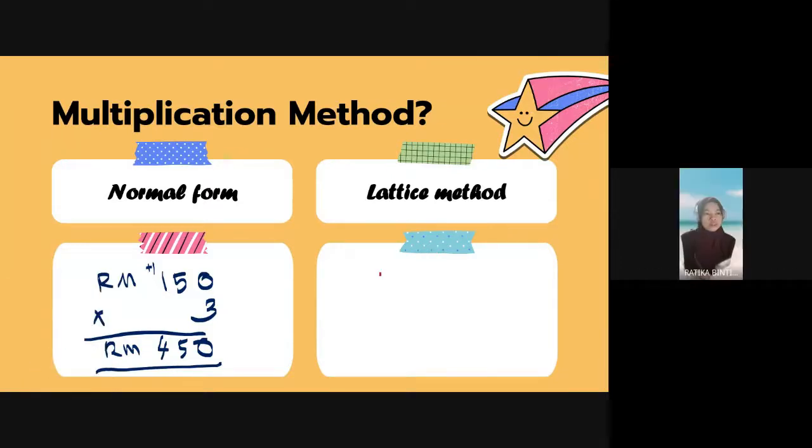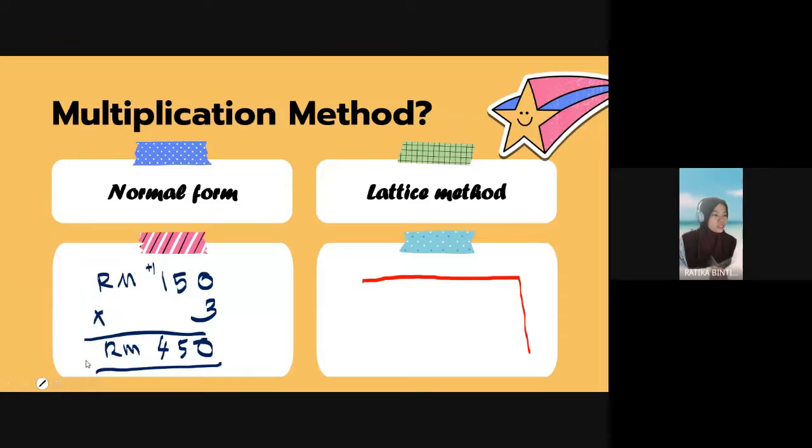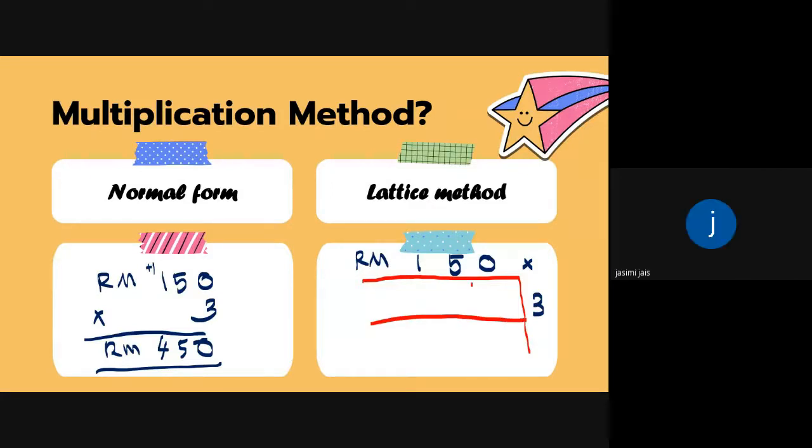Okay, very good. So the second method is the lattice method. Kaedah lattice. You need to do L terbalik. L terbalik. And then write down we use the same number. So RM 150 ringgit times by 3. If you do lattice method, you need to make sure you draw the table.